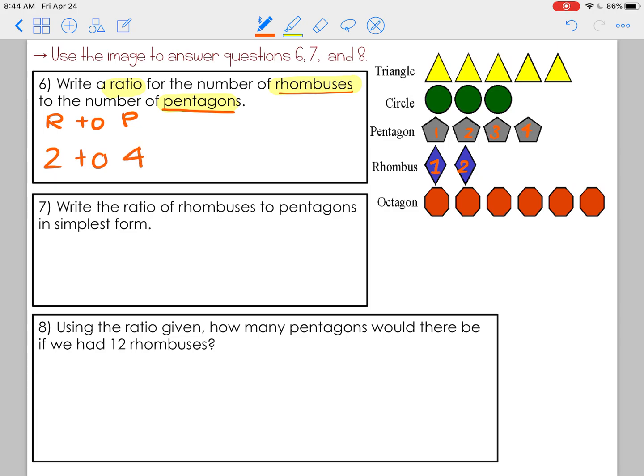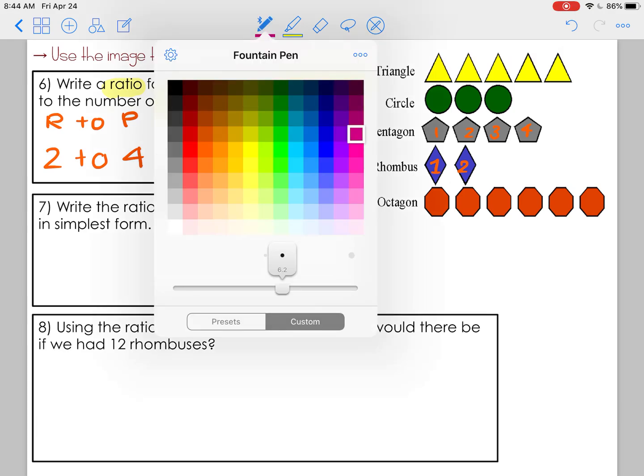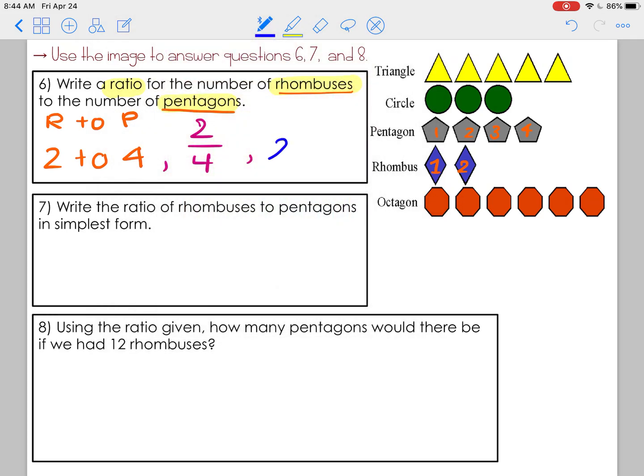Now, we can write that 3 different ways. The first way I wrote with the word to. We could also write it as a fraction, 2 to 4. Or we could write it with a colon, and we would just say 2 colon 4. Okay, so those are the ways that we're going to write our ratios. We got 2 rhombuses for every 4 pentagons.